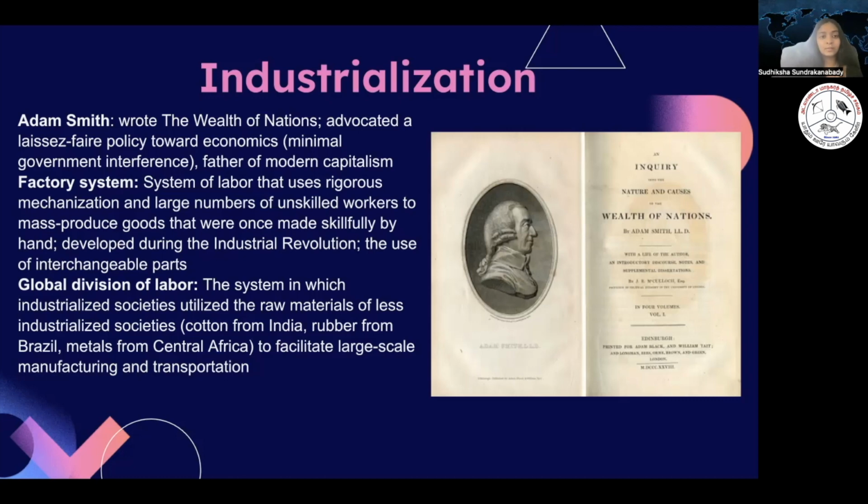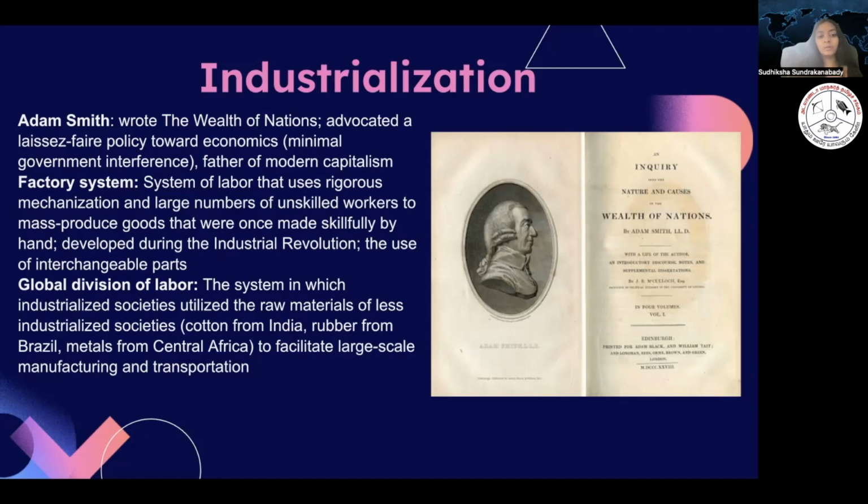Next up, we have the factory system that I covered a little bit before. This is a system of labor that uses rigorous mechanization and large numbers of unskilled workers to mass produce goods. Before, goods were made by people who were very skilled. For example, if you're building a bike, one skilled person would build the entire bike. But now, since there are many parts to a bike, unskilled workers were trained to build only one part, which helped mass produce goods faster and more efficiently. This developed during the Industrial Revolution, which was a huge change, and the use of interchangeable parts, like I said about the bike, was one of the main ways the factory system worked.